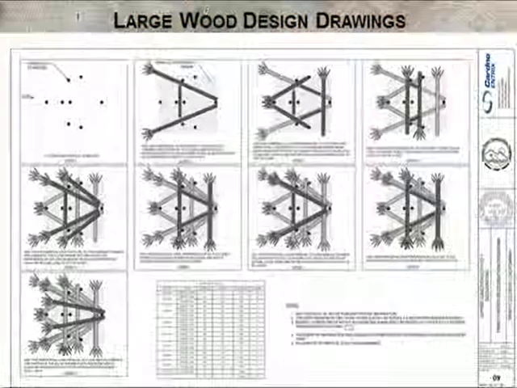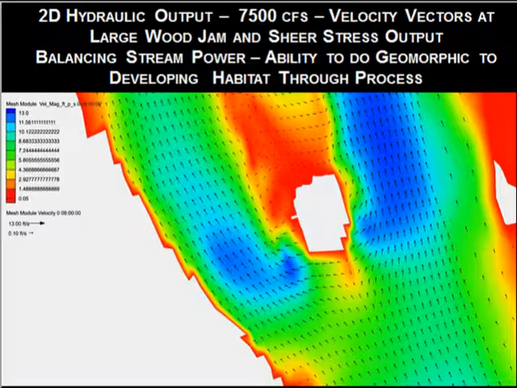This is also showing some of the 2D hydraulic modeling that we used at that large wood jam to inform where would be the best place to situate it geographically and to help bifurcate the flow into this left split flow channel. And then what were some of the velocities and flow vectors that would be associated with that.